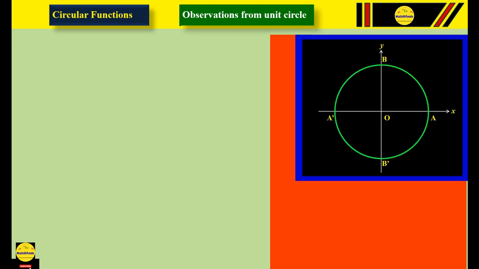Hello everyone. In our last sessions, we have seen the unit circle and positions A, B, A dash, B dash. Why are they important to us? I continue here with observations from the unit circle. And in this session, particularly, we will be learning what the angles attached to positions A, B, A dash and B dash are.